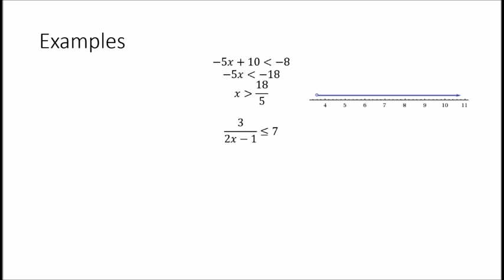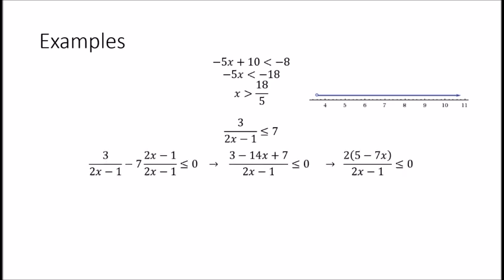The place where these problems get more complex is where you have a variable in the denominator. So you can't just multiply both sides by 2x minus 1 because you don't know whether 2x minus 1 is greater than or less than 0. So instead what we do is we treat it as a fraction. We move the 7 to the other side. We multiply the 7 by 1 in the form of 2x minus 1 over 2x minus 1. We can then do fraction addition or subtraction. We get in the numerator 3 minus 14x plus 7, all quantity over 2x minus 1. And now we know that that quantity is less than 0.